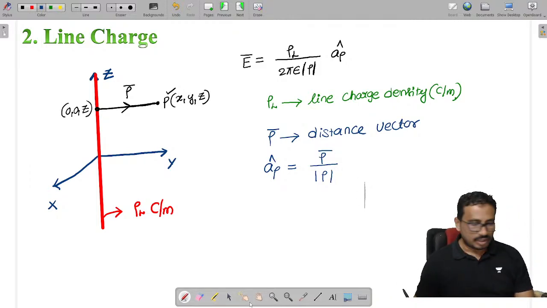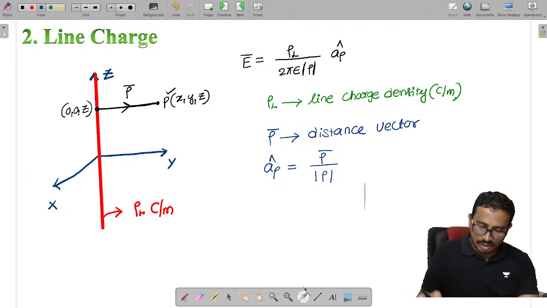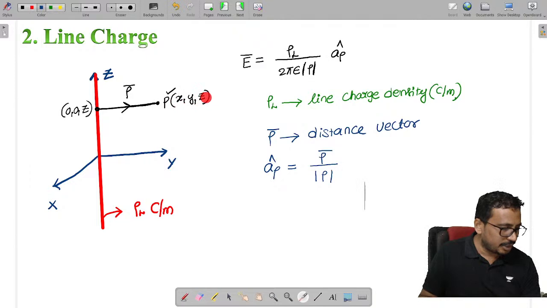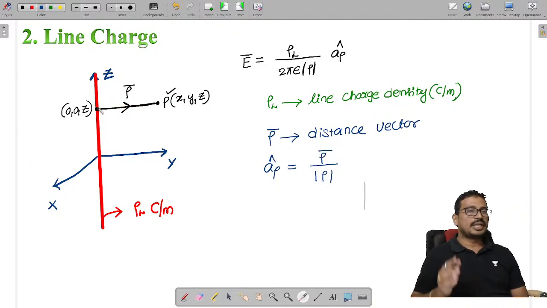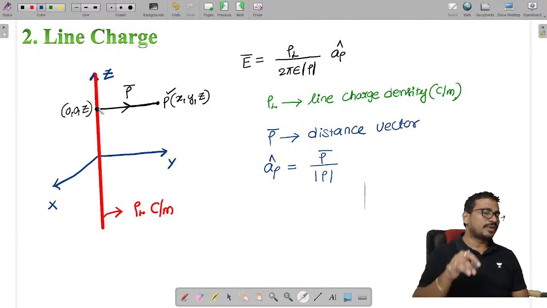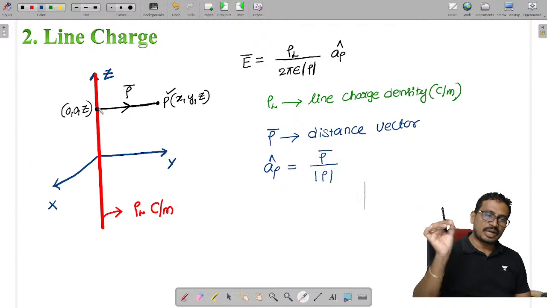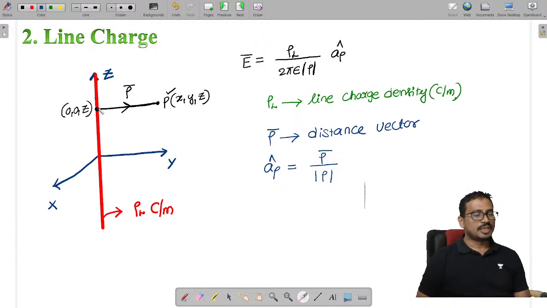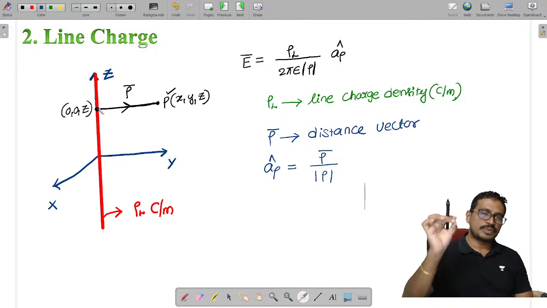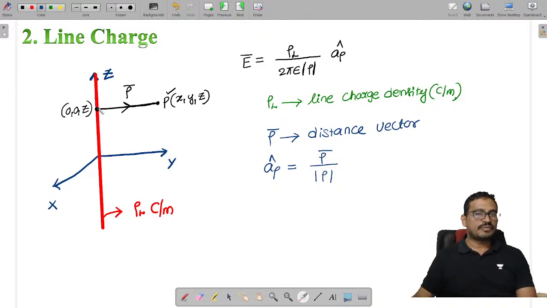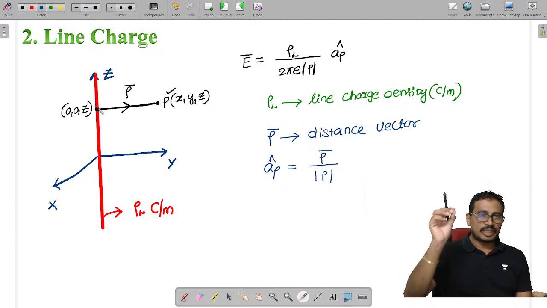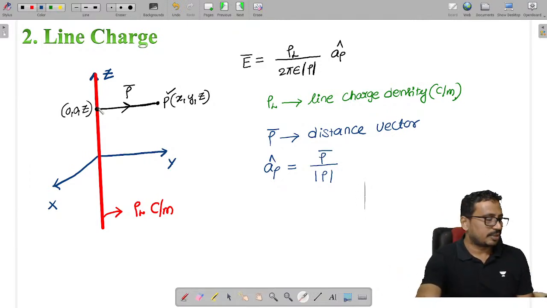Now if you observe carefully, at this point P I want to find my electric field. What I did is draw one perpendicular line to this line charge. Here the line charge is along the z-axis, that's why I have drawn the perpendicular line to the z-axis. If the line charge is along the x-axis, we should draw the perpendicular line to the x-axis. If the line charge is along the y-axis, we should draw the perpendicular to the y-axis. Wherever we have a line charge, we should draw the perpendicular correspondingly.